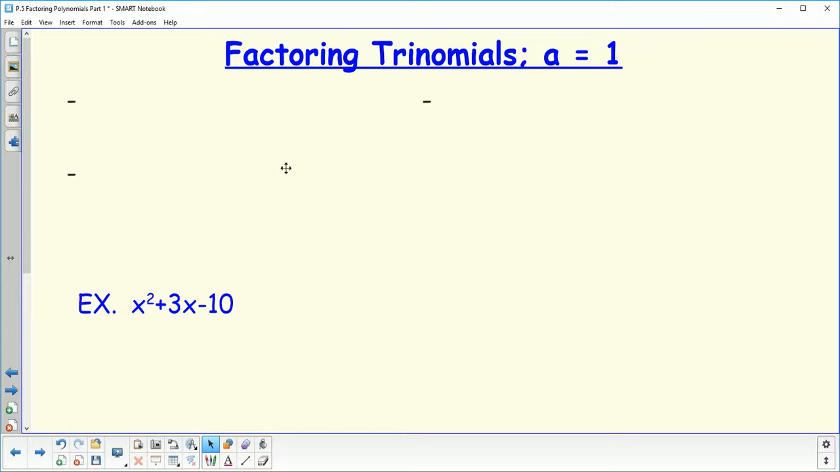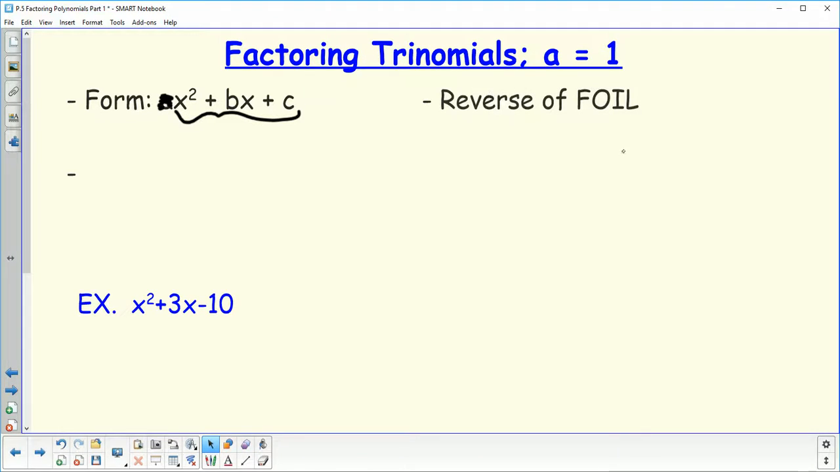Okay, so a quick review. Factoring trinomials. We looked at 2: one when a was equal to 1, and one when we said a was not equal to 1. So when a equals 1, it's really like that's just a 1. So we had things that look like x squared plus bx plus c. And we did this back in the first semester. Okay, and it's the reverse of FOIL, if you've heard that term before. Again, we didn't really use that term, but a lot of math teachers I know do.